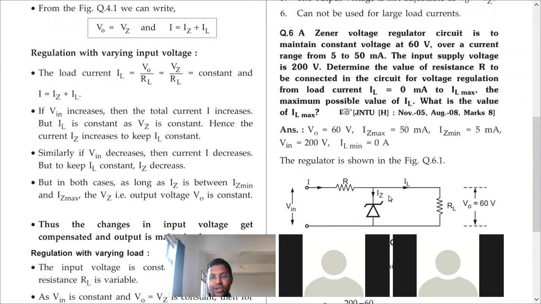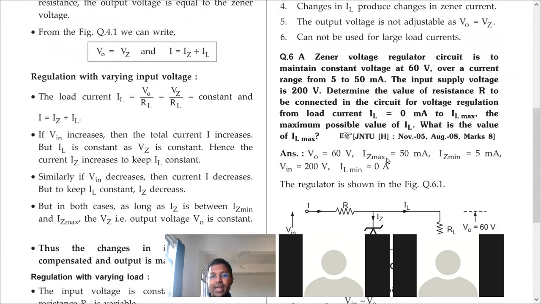Now let us see what all are given. Iz max is given, Iz min is given, IL min is given. So Iz max plus IL min we can use to get I. So what will I be here?